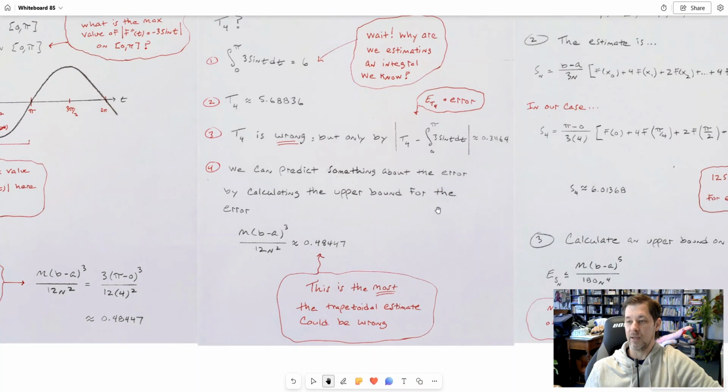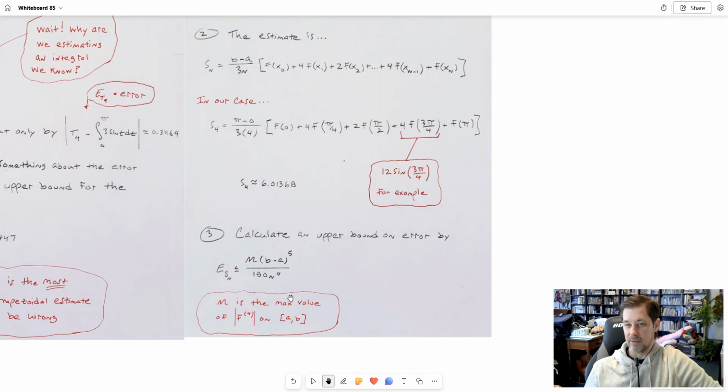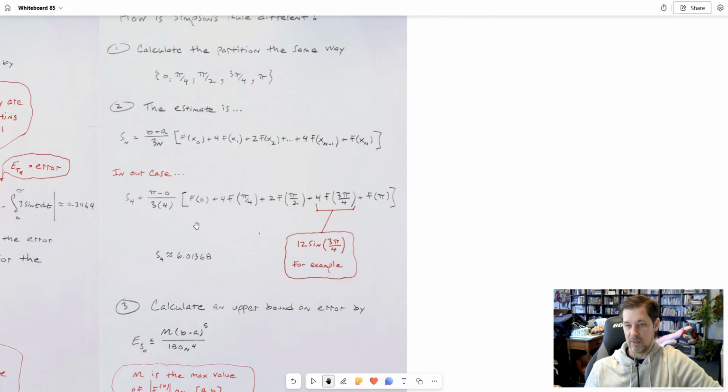Okay? All right, so that part's a little bit different in Simpson's rule. This part's a little bit different. But still, I think if you have these formulas and if you understand and can do the calculations for the trapezoidal rule, then Simpson's rule shouldn't be a problem either.